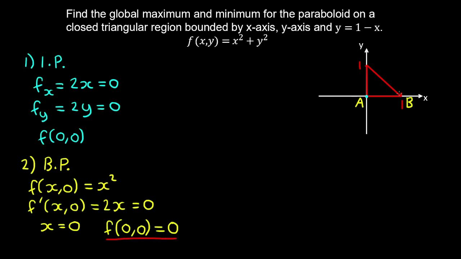And now we'll check the other endpoint of the boundary, which is at x equals 1. So that evaluates to 1. And this is another candidate.